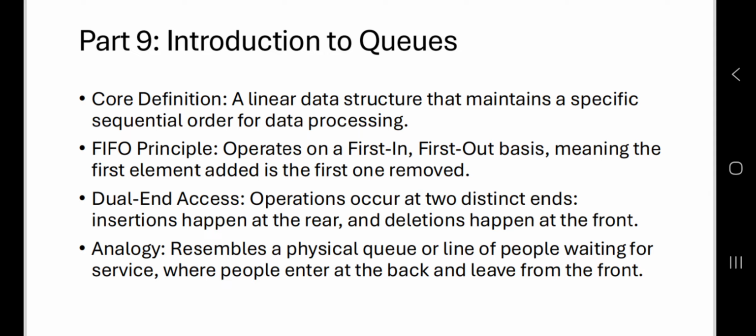Unlike a stack, which only has one end, queues have dual-end access. Operations occur at two distinct ends. Insertion happens at the rear and deletion happens at the front. The classic analogy is a physical line of people waiting for service. People enter at the back and leave from the front.